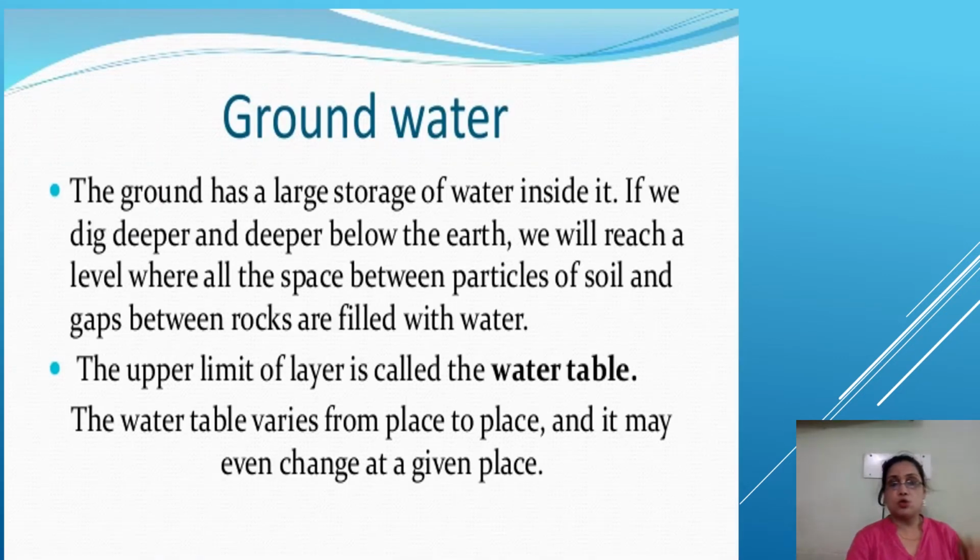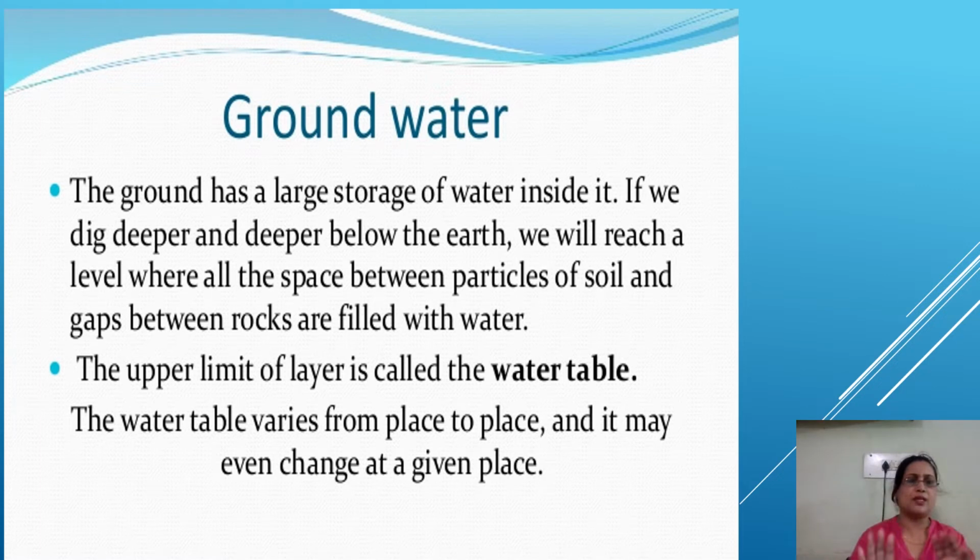Now, this is groundwater. The groundwater has a large storage of water inside it. You know that water is drawn from the ground. Even in apartments and all, the water is being drawn from the ground. Wow, how does it happen? By the tube well. You may find this text very heavy, but it's not like this.